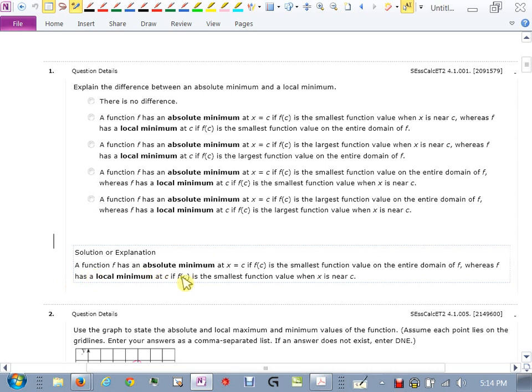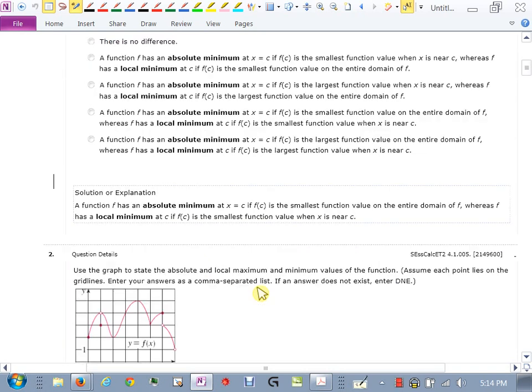A function has an absolute minimum at x equals c if f of c is the smallest function value on the entire domain of f, whereas f has a local minimum at c if f of c is the smallest function value near c. So the difference is where it's the smallest value. If it's the smallest value on the entire function's domain, then it's an absolute min. If it's only the smallest value in a small neighborhood near that point, then it's a local minimum.